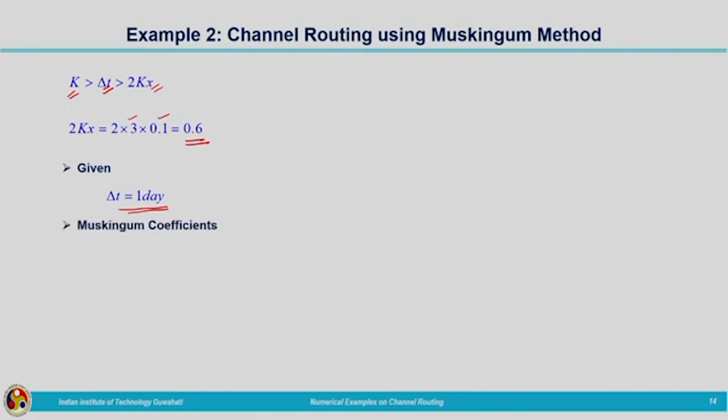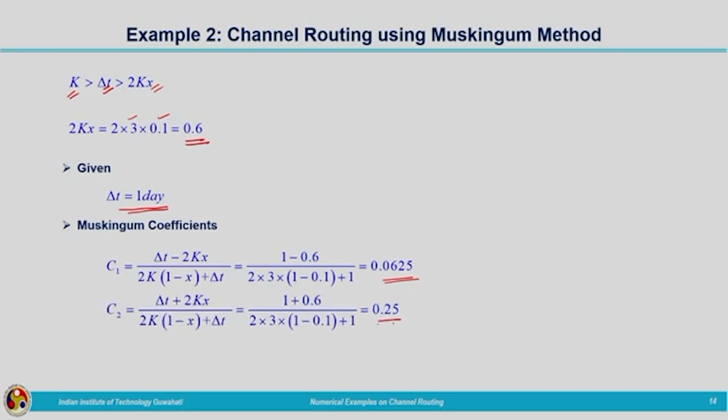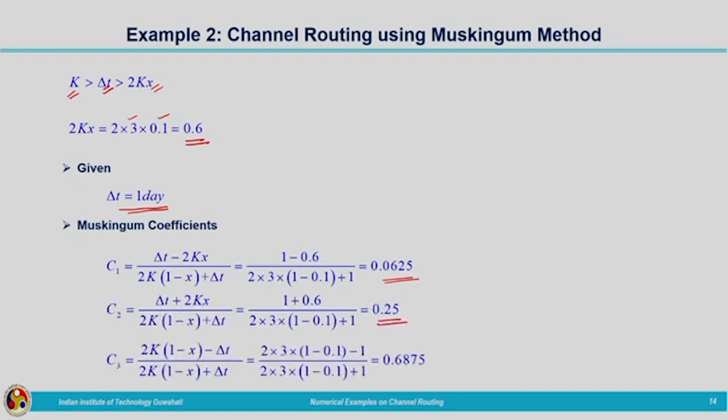Now we can calculate the Muskingum coefficients by substituting the suitable values in the coefficient equation. So C1 is calculated to be 0.0625, C2 0.25 and C3 0.6875. Just substitution in the equations corresponding to C1, C2, C3. So those values we have already computed now. Now we can proceed for calculating the outflow value.